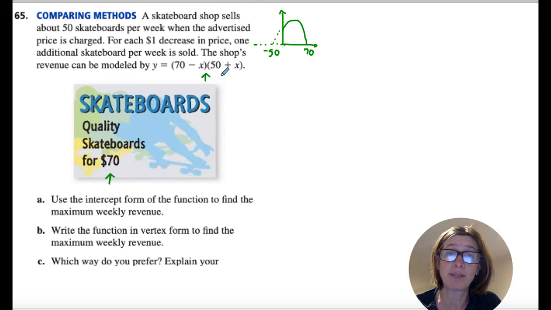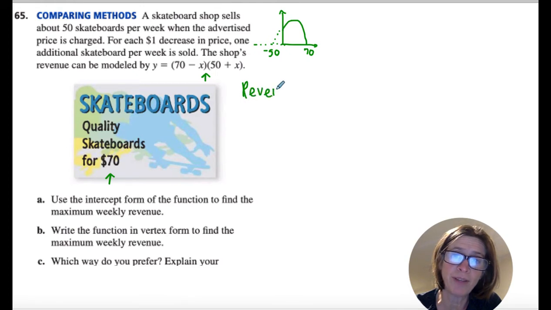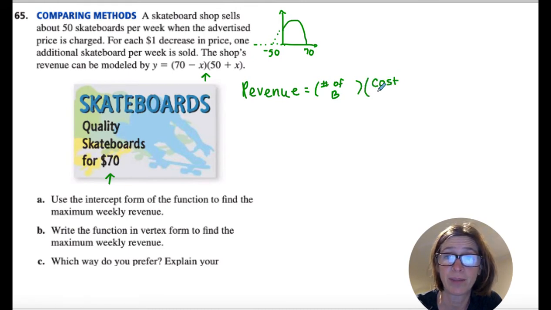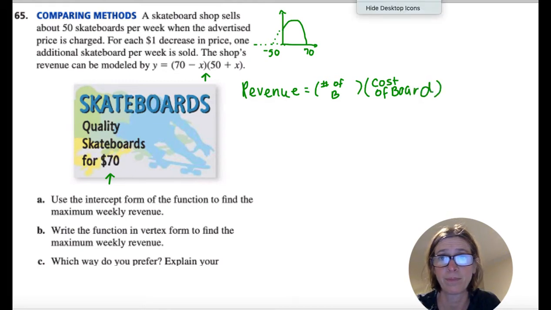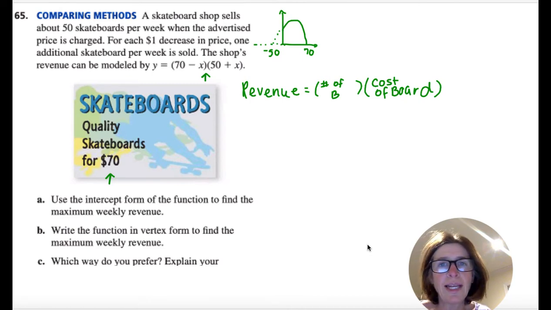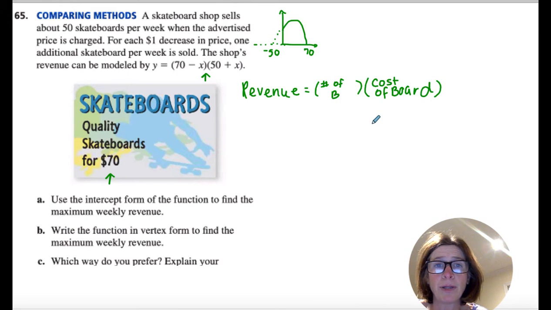Additionally, on these types of problems, I like to write a model for the question. So for revenue, I need to remember that it's going to be the number of boards that I'm selling times the cost of the boards. So when you're looking at these two things, having that model can really help you.